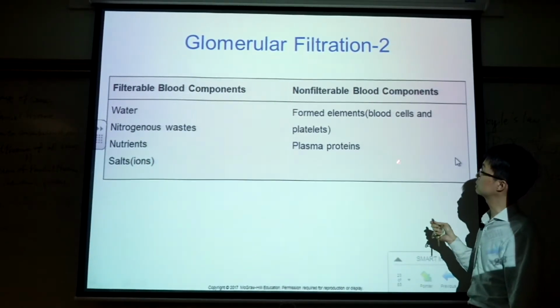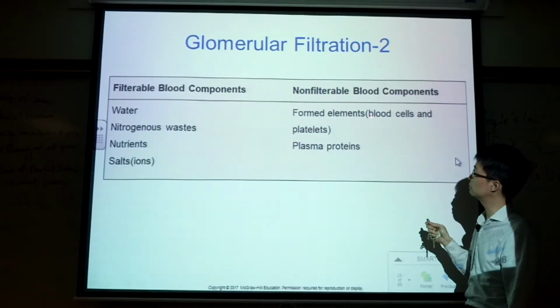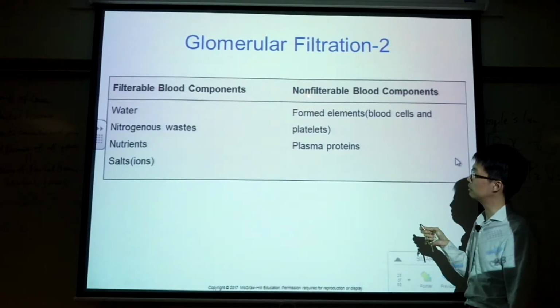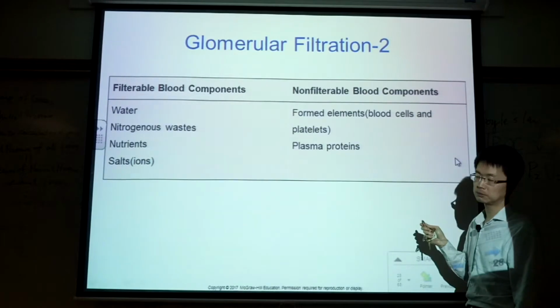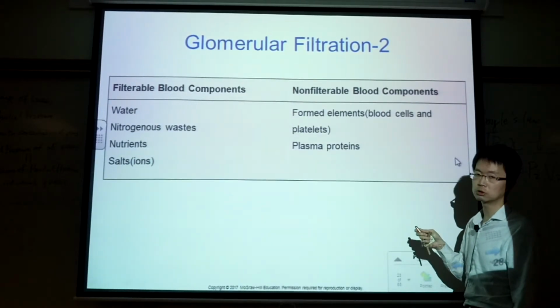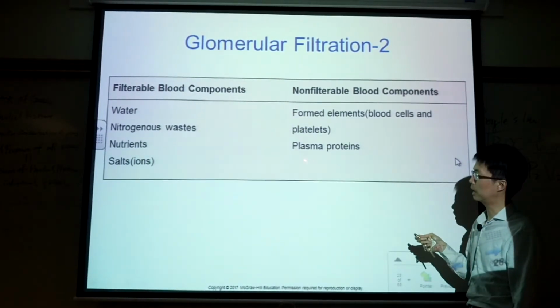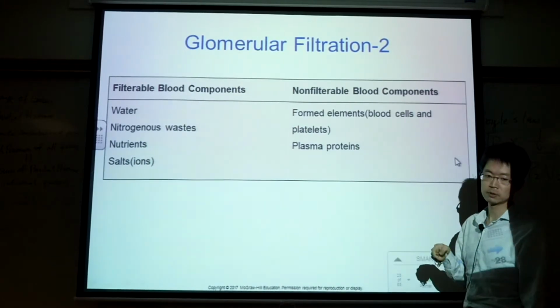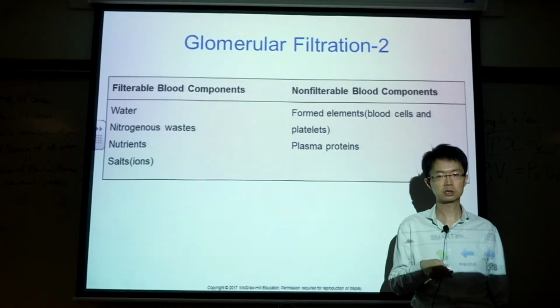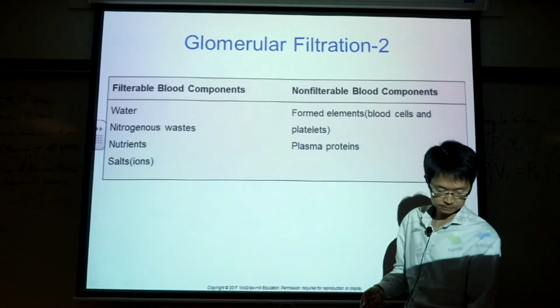Okay, what does not go into your Bowman capsule? Blood cells and platelets. Red blood cells, white blood cells, and platelets, all of these do not go into the Bowman capsule. And most importantly, proteins. All the proteins should stay in your blood.